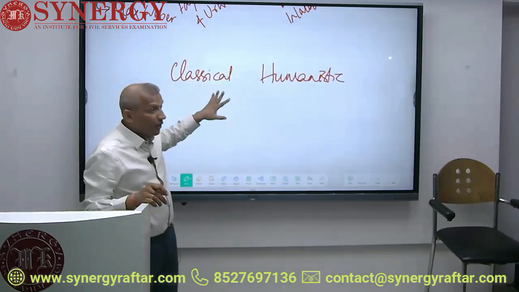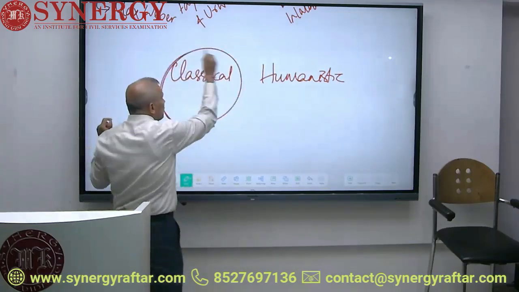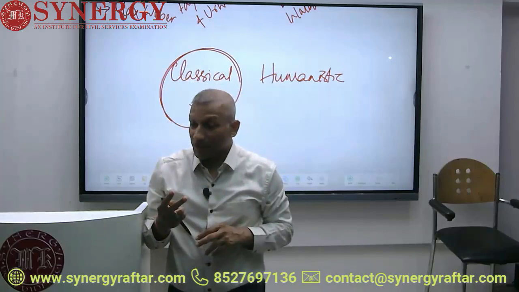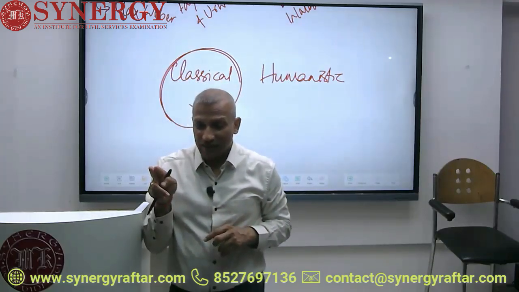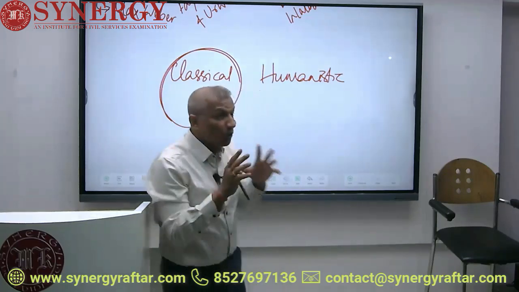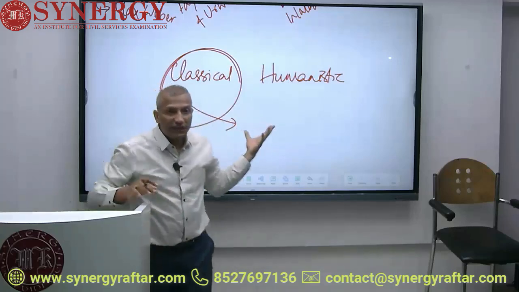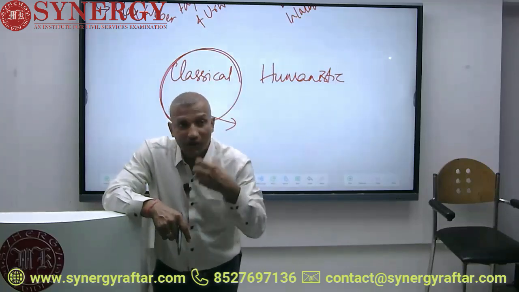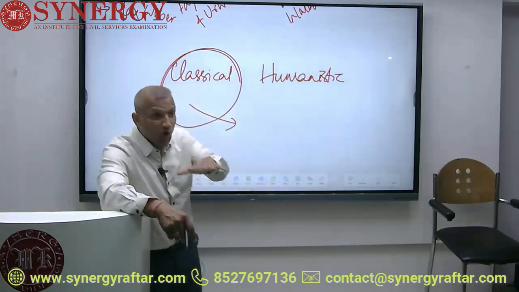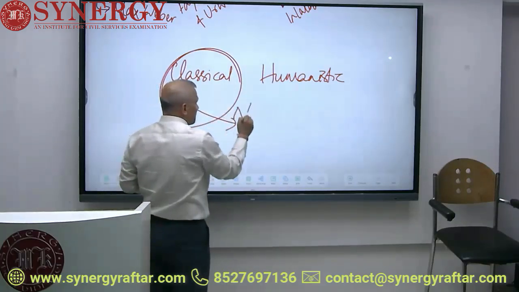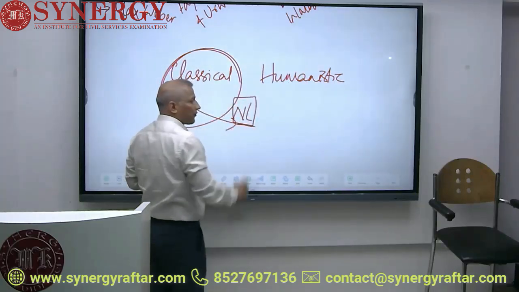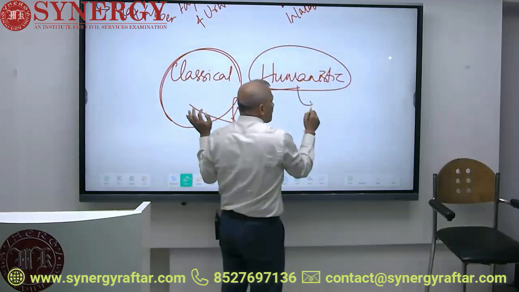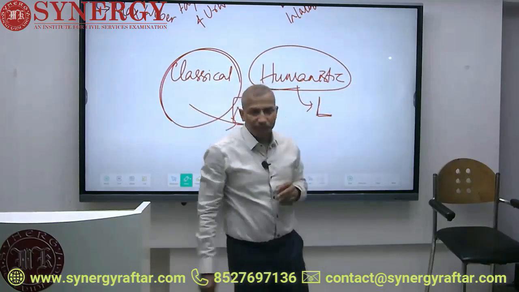Now, when we study these theories, we will find that the classical theory mostly has been developed on the basis of two components of the organization, that is, the non-living, the machine and the method. These theorists have developed their theory to analyze the organization and its functioning by focusing on the non-living component. And the humanistic theorists have focused, moreover, on the living component, the human component.